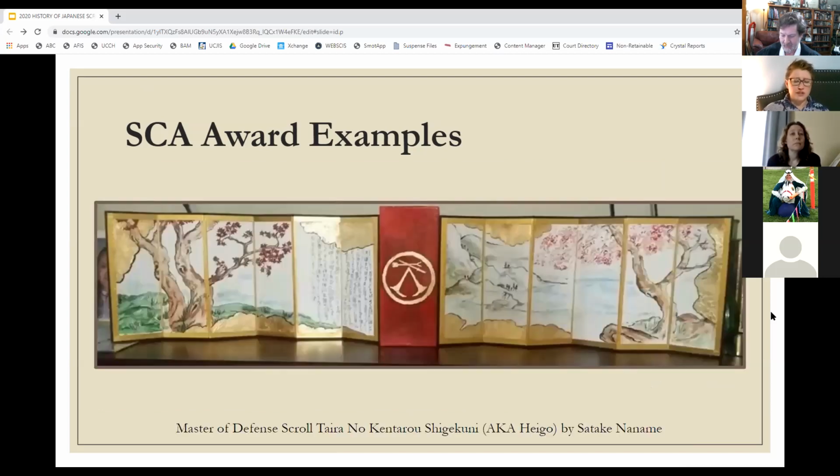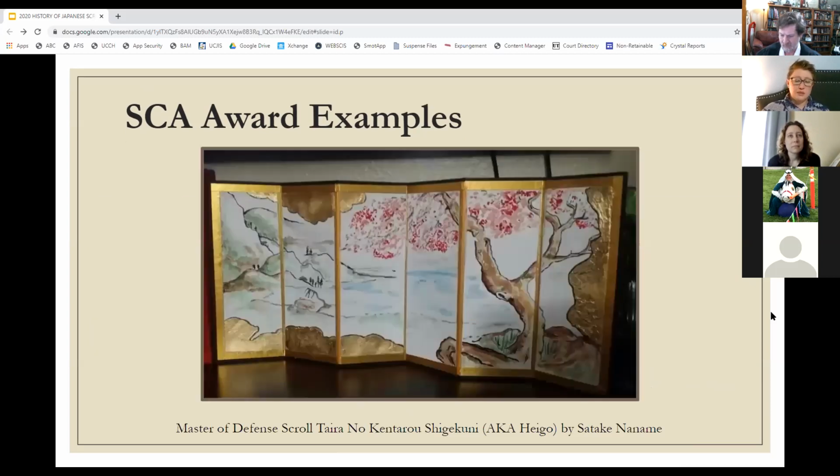This is the Master of Defense scroll for Taira no Kentaro Shigekune. We know him as Heigo. This is done by me. Now these are two Byobu, and I also decorated the box that they came in with his mon, his device. And I did them in the style of the 15th century, because that's where his persona is from.